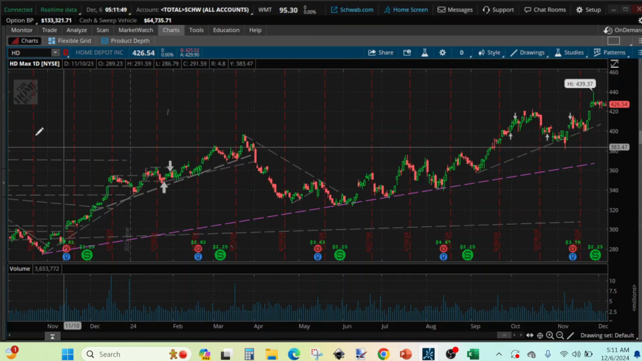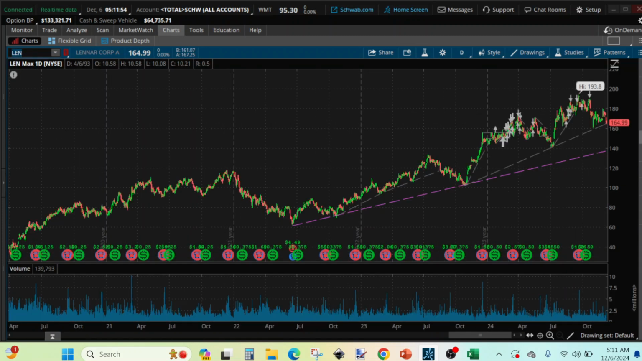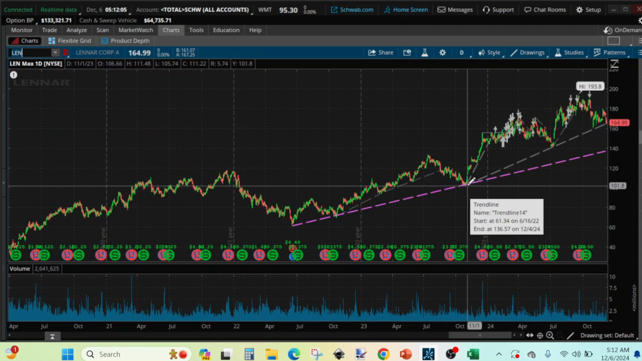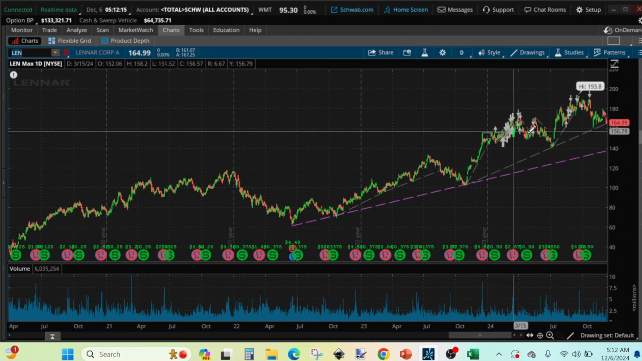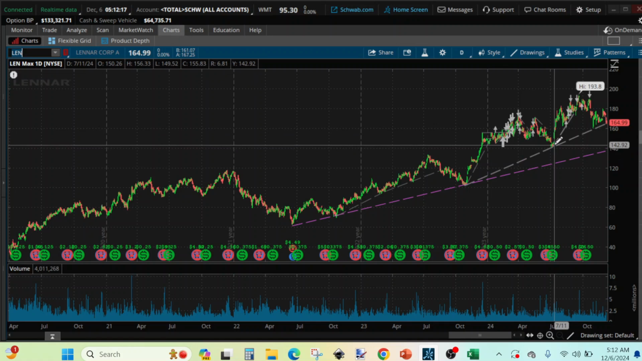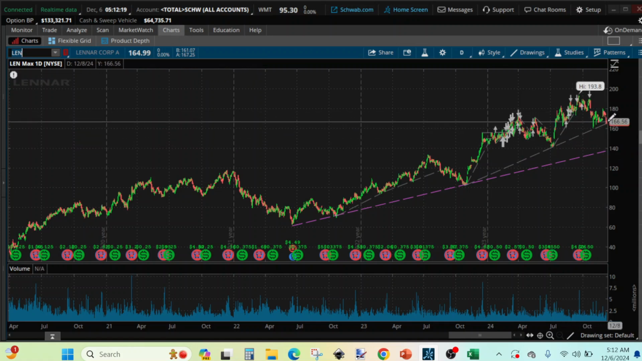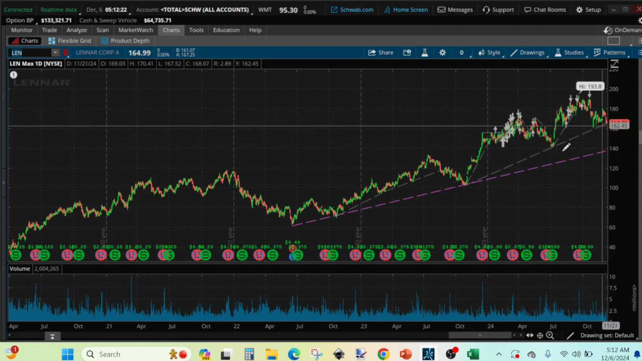LEN. So LEN, we like to wait for it and buy it on the purple trend line. Right now it is on the 1 year trend line. You know, yeah, it is on the 1 year trend line. This is November here that it left that trend line, went back to it in July, and reached it now in December.